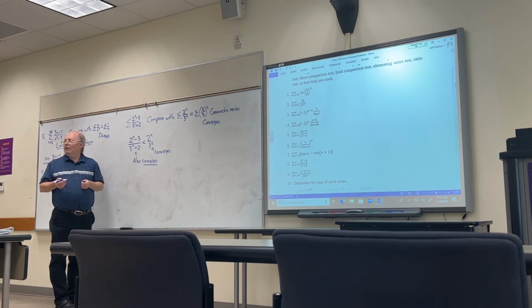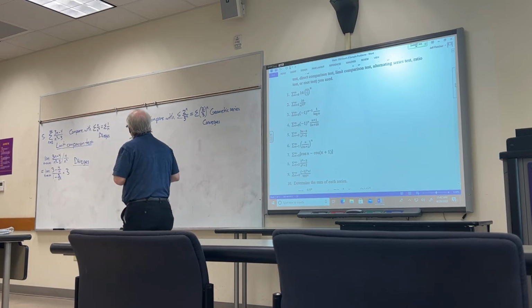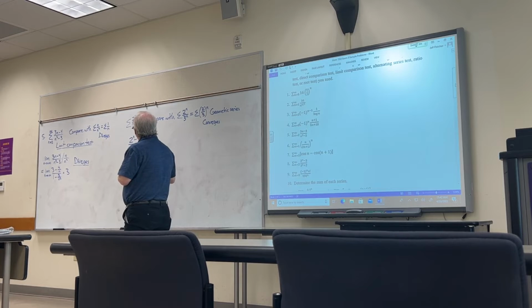So wait, 2n minus 3 is the smaller series. That one is the smaller. This series is smaller because these terms are smaller than these terms, because you have a smaller numerator and larger denominator. So with the direct comparison test, if the larger series converges, then the smaller series also converges.